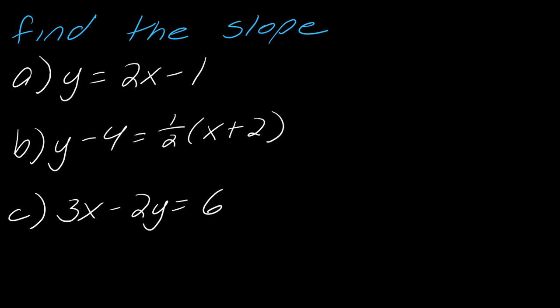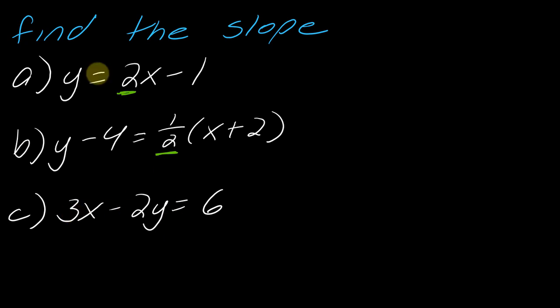Okay, so a is in slope-intercept form, 2x minus 1, so the slope in this case would be 2. B is in point-slope form, so here's my slope right here, so 1/2 would be the slope.